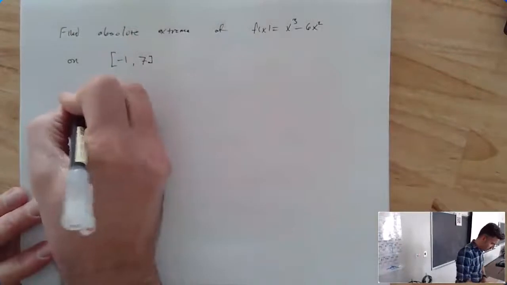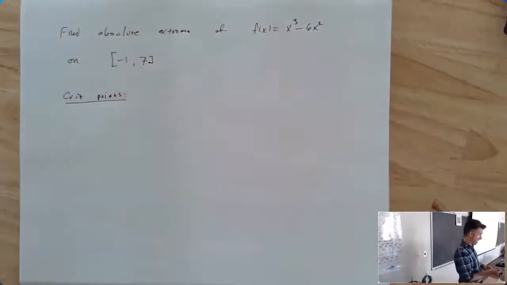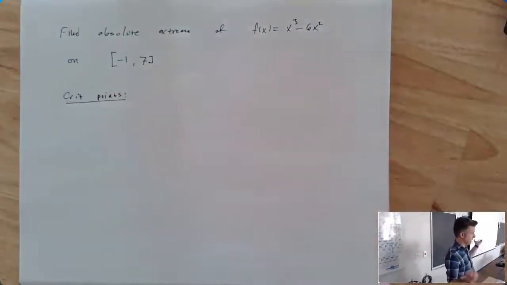Critical points we find in the usual way, which I guess we haven't really talked about in class yet, even though I've said it a few times. The way you find the critical point is take the derivative and find where it's either equal to 0 or undefined. There's a little bit of a caveat there, which we'll address shortly, but that's mostly it.